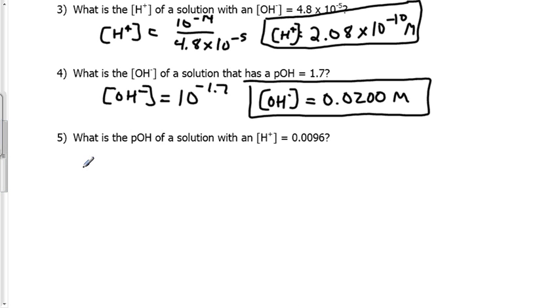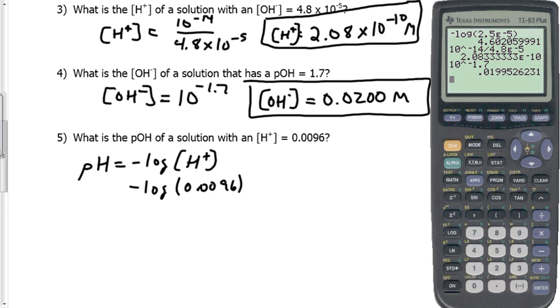So to find the pH, we can take the negative log of the H plus ion concentration, or the negative log of 0.0096. Negative log 0.0096. So 2.02.